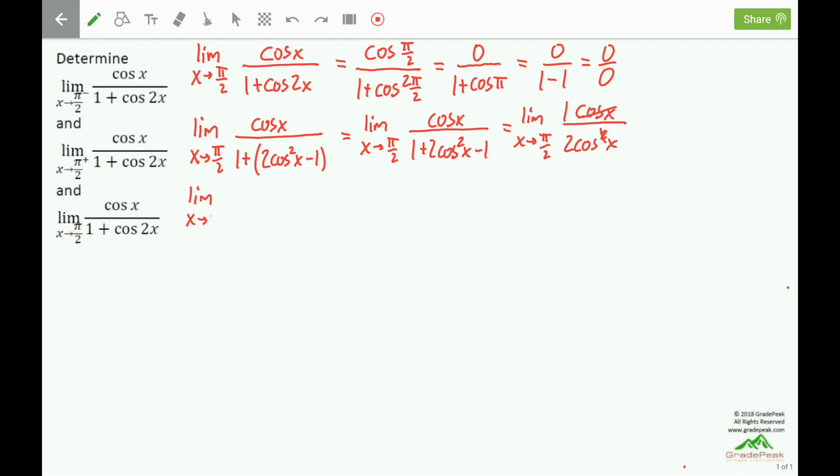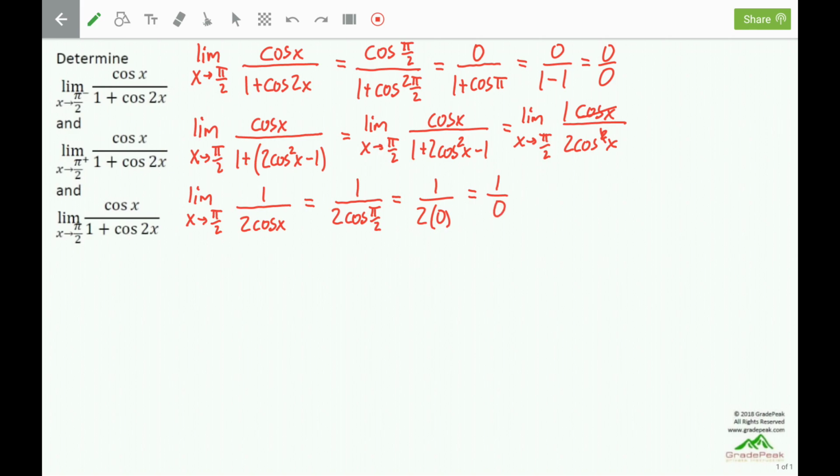So this has now become 1 over 2 cosine of x. Now that we have canceled the cosine of x from the numerator and denominator, we should no longer have the 0 over 0 indeterminate form. And we can retry plugging pi over 2 in for the remaining x's. That will give 1 over 2 cosine of pi over 2, which is 1 over 2 times the cosine of pi over 2, which is a 0, and 2 times 0 is 0.